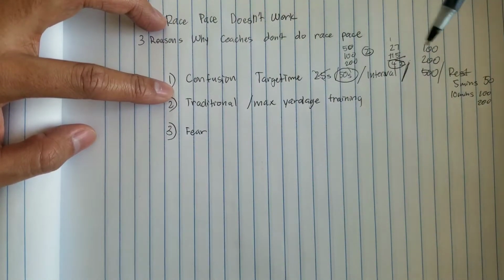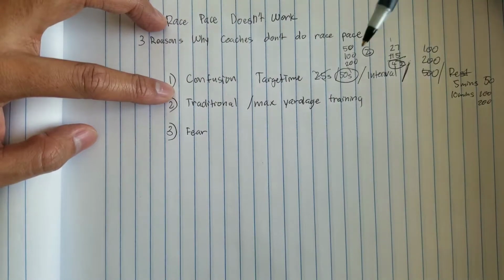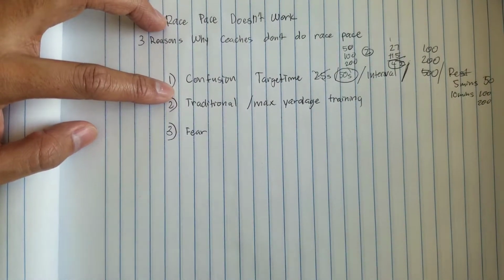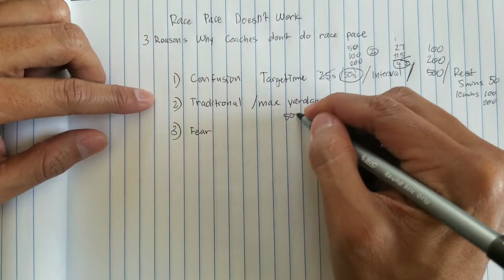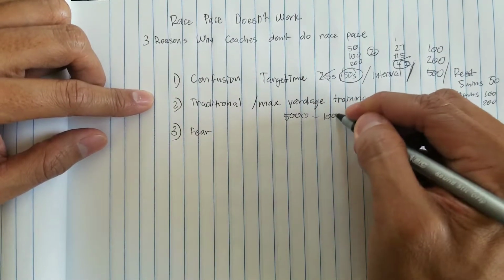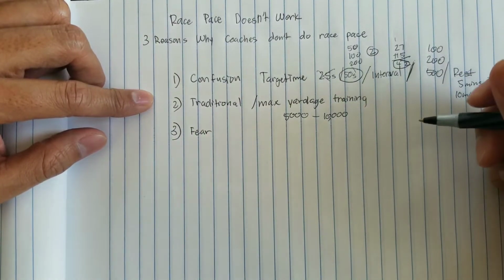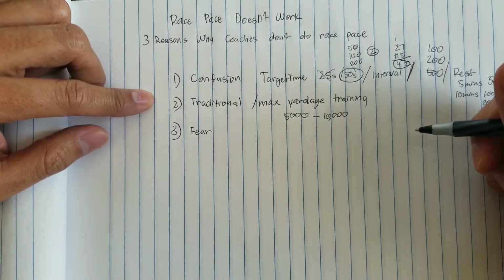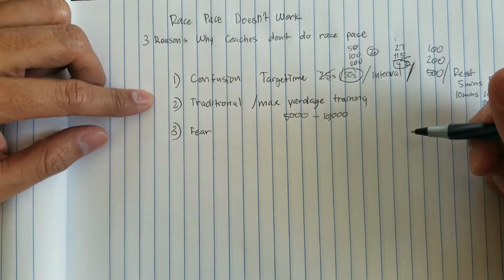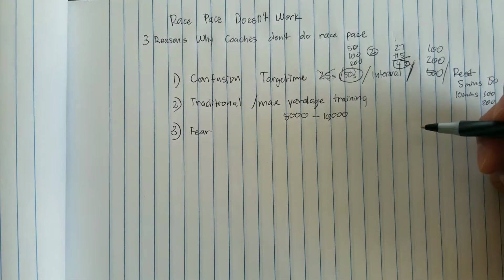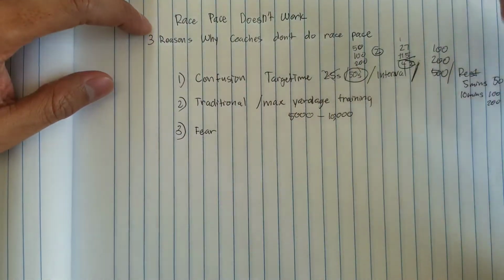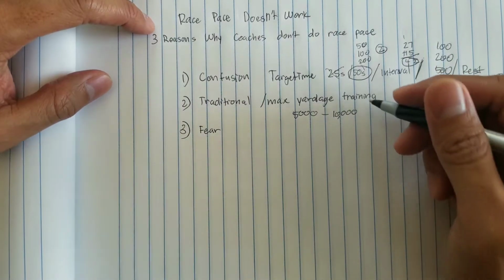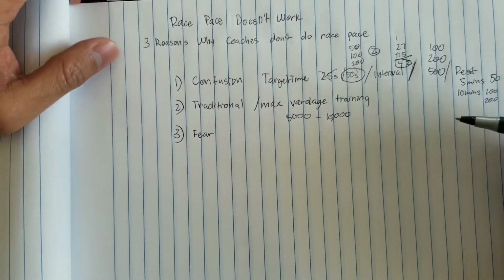The reason why I did max yardage or traditional training is what I learned from my previous coaches when I was swimming under them. We would do 5,000 to 10,000 every day per workout. So two-a-days, we'd get between 10,000 to 20,000, which is kind of crazy.